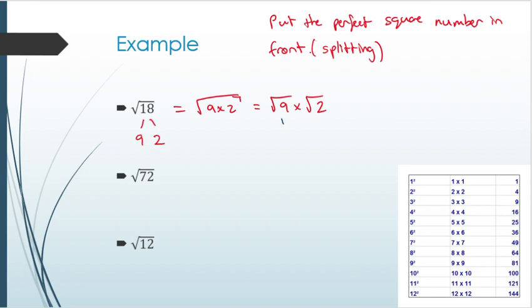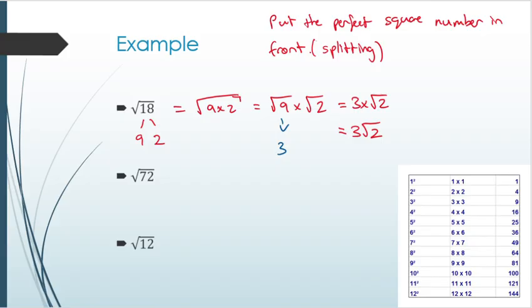And now I know that the square root of 9 equals 3 because 3 times 3 is 9, and that's what you're trying to find. Just remember the rules of square rooting. Now I'm left with 3 times square root 2. If you get rid of the multiplication sign, it looks like this, 3 root 2. And that is the square root of 18 done.